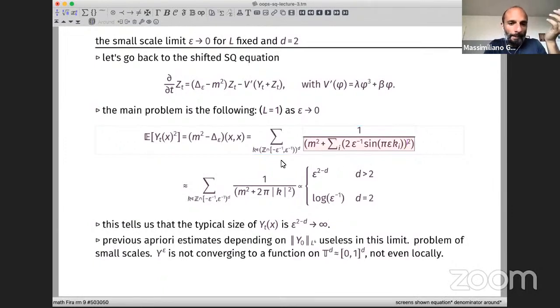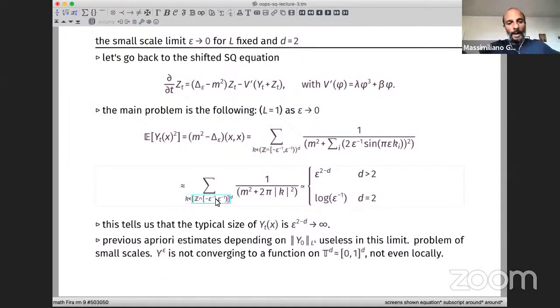You sum things up. As epsilon goes to 0, the lattice becomes finer and finer. So when you go in Fourier space, you also have a finite number of Fourier modes, but they become more and more, because the number of degrees of freedom of course increases. So you have to sum over this lattice of size 1, but very large size in the dimension. And the function you have to sum decays like 1 over k squared, because this is the propagator of the Gaussian free field. It's the inverse of the Laplacian.